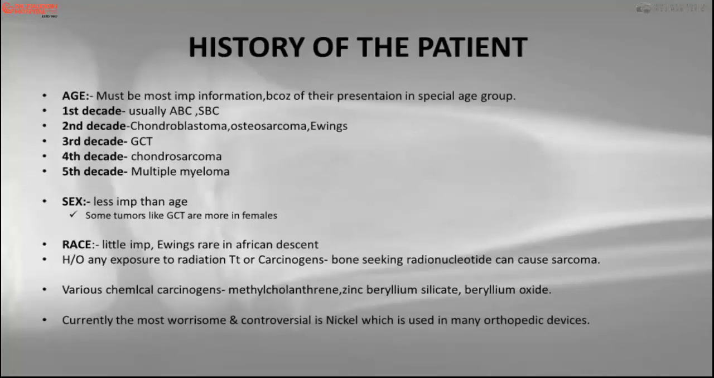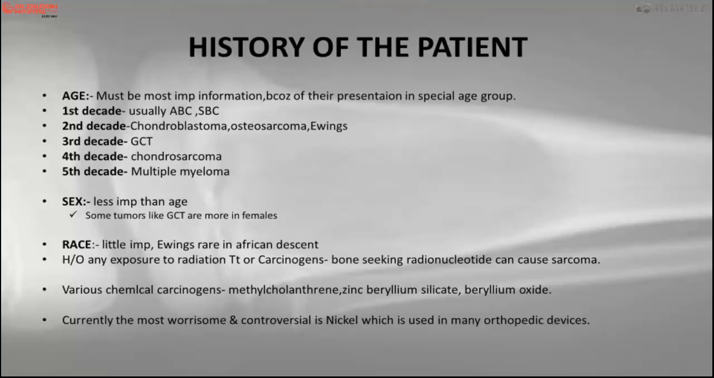So again, in the evaluation, as I told you, the history is the cornerstone. So we should know about the age, sex, and race. Age is very important. Just as an example, in the first decade, we can see the aneurysmal bone cyst or the simple bone cyst. In the second decade, we can see the chondroblastoma and the malignant forms like osteogenic sarcoma and Ewing sarcoma. In the third decade, we can see the giant cell tumor. In the fourth and fifth, we see the slow-growing tumors like chondrosarcoma and multiple myeloma.